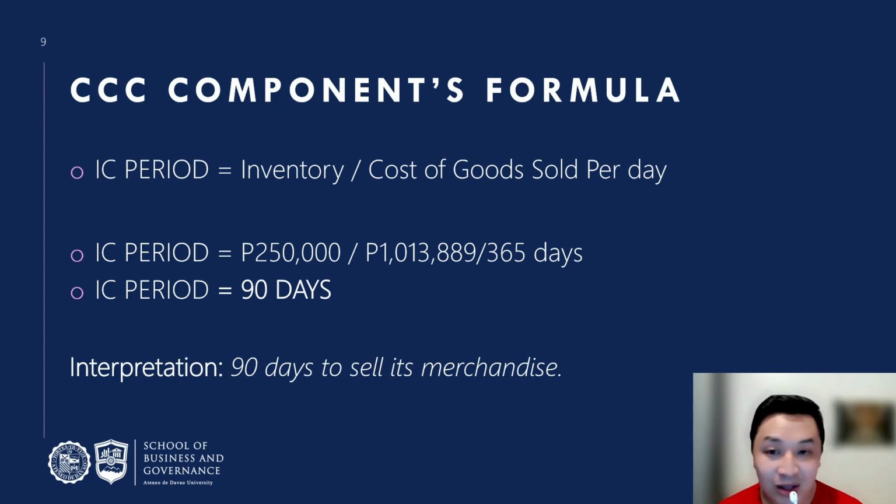the inventory, the value of the inventories, and you have to divide it by the cost of goods sold per day. So let's assume that the inventory value is 250,000. You have to divide it by 1,013,889 pesos, which is the cost of goods sold, divided by 365 days. So you will get the result of 90 days, which is your inventory conversion period. So by getting this, you'll be able to know that you have 90 days to sell its merchandise.